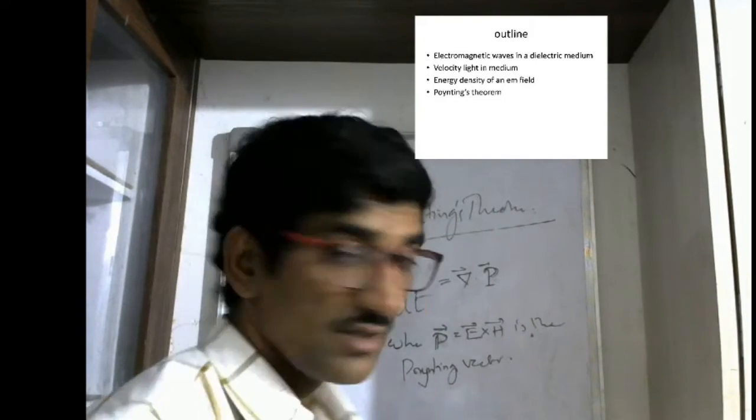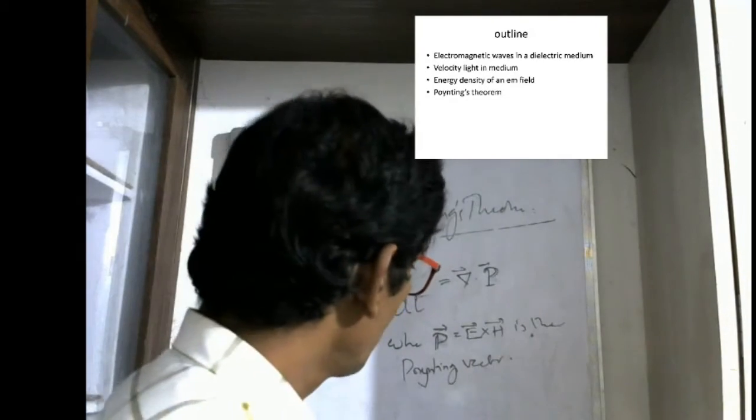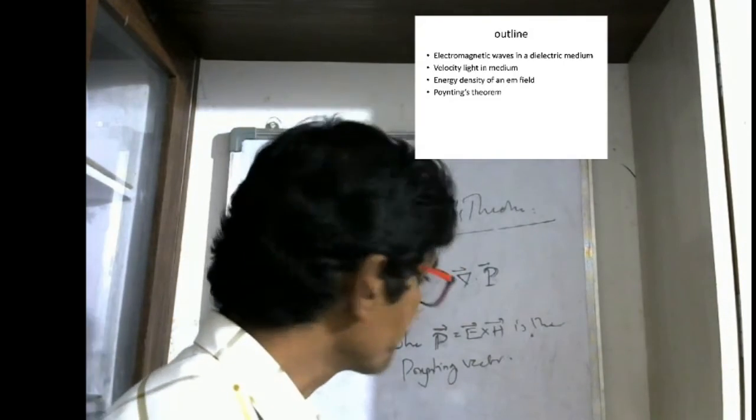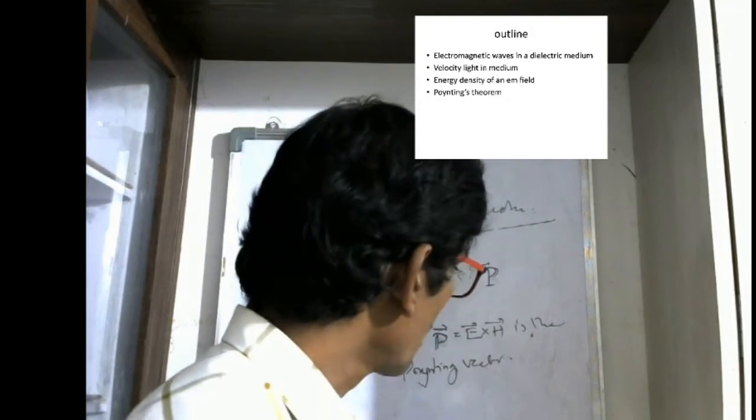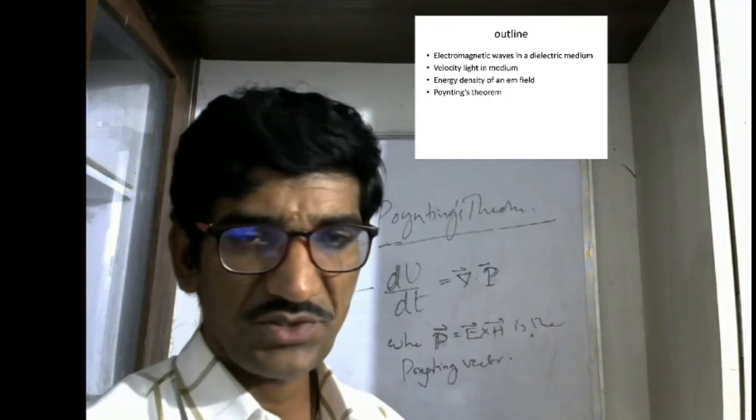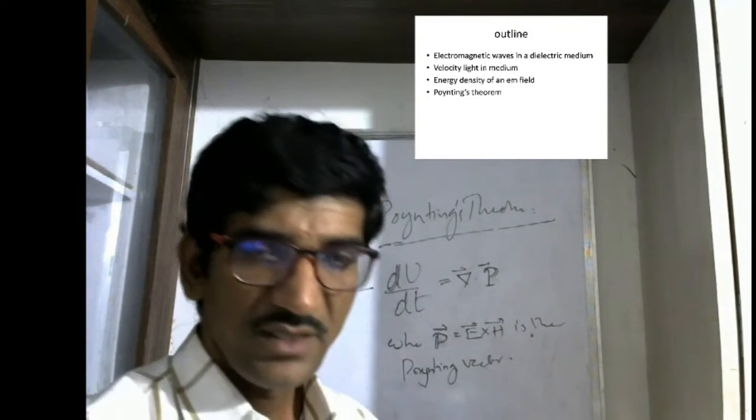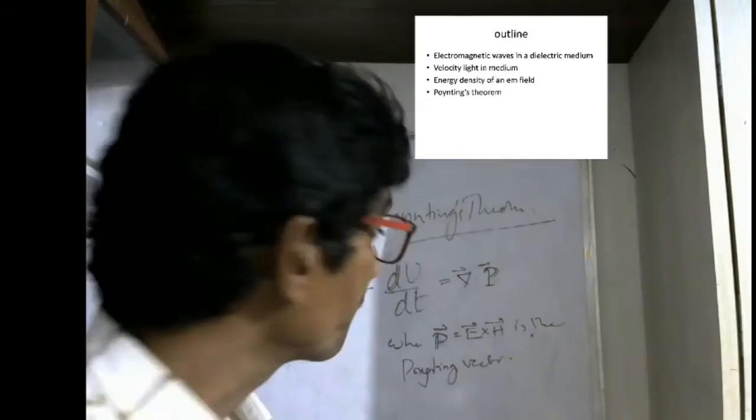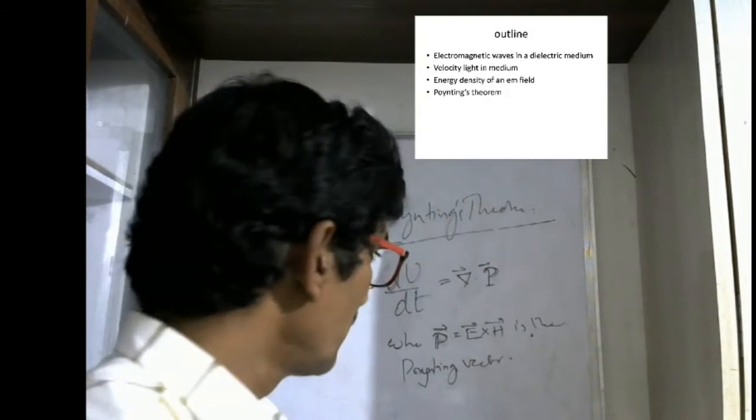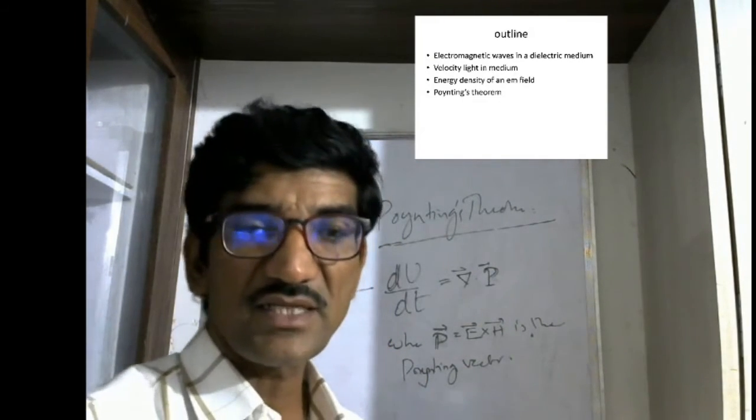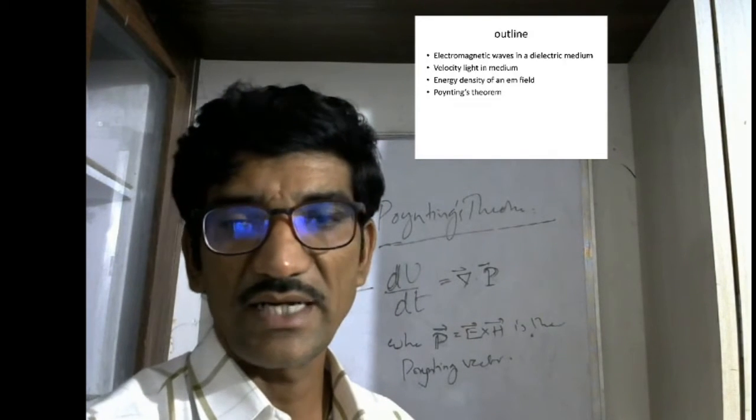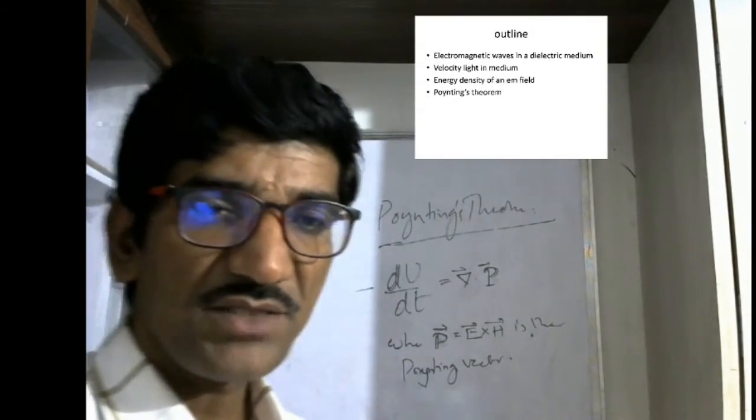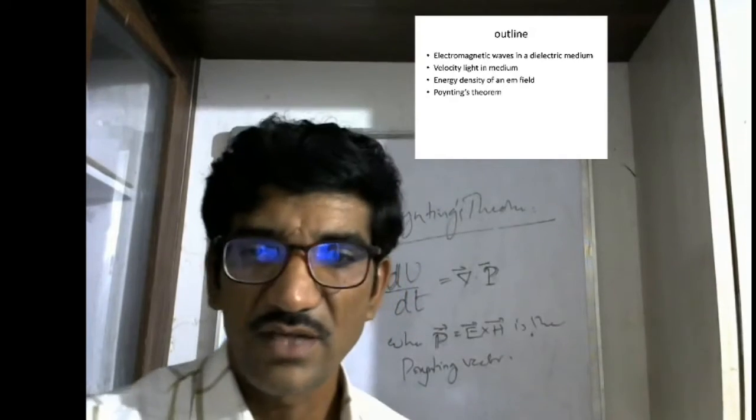You may use the right hand rule, or you may simply come to the conclusion that P will not lie in the plane in which the E and H vectors are lying. That means the direction of P is nothing but the direction of propagation of the electromagnetic waves. In this way, the Poynting vector gives us the direction and magnitude.